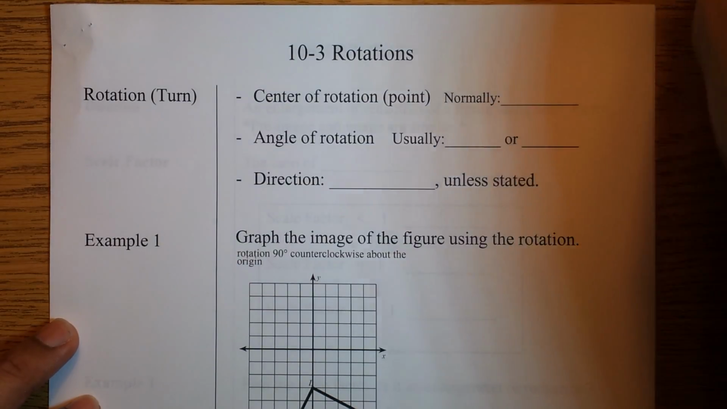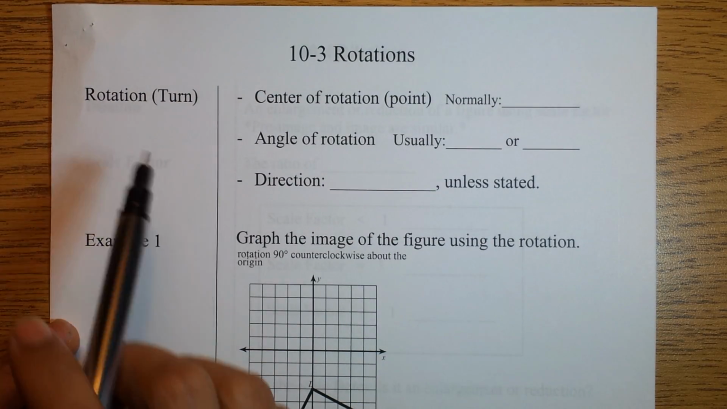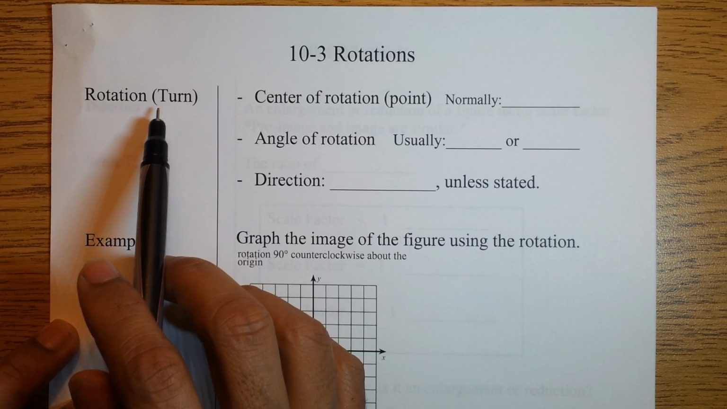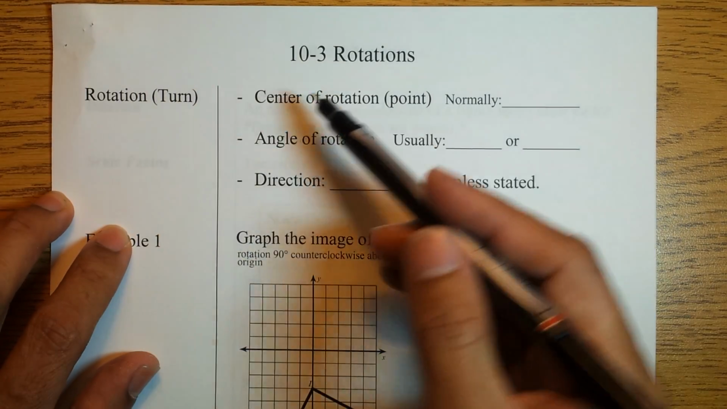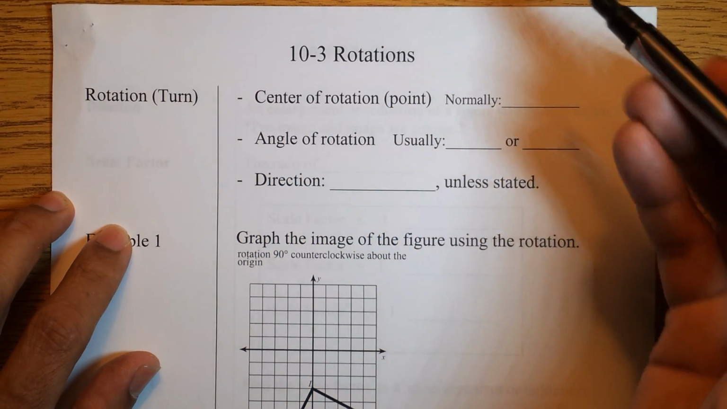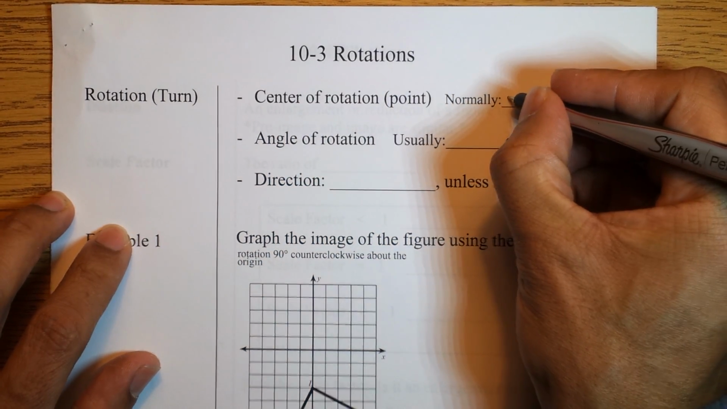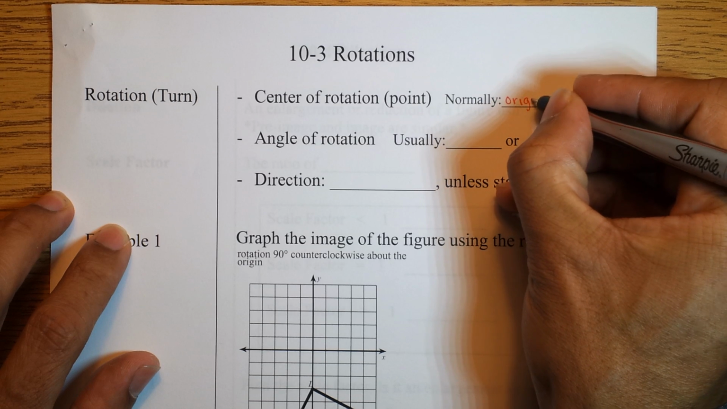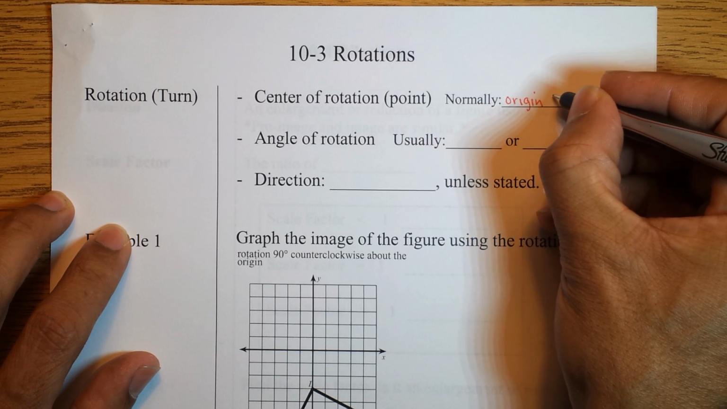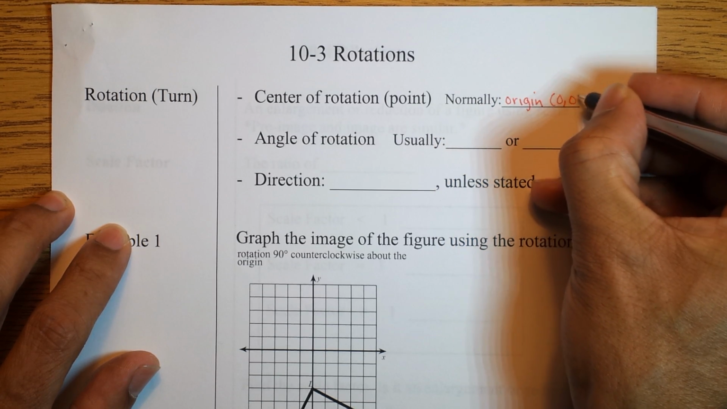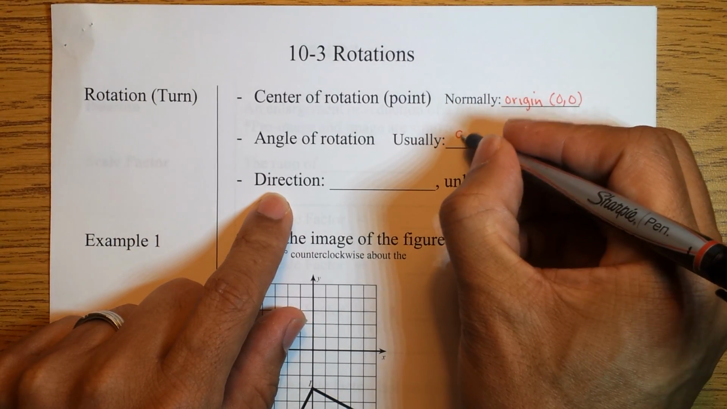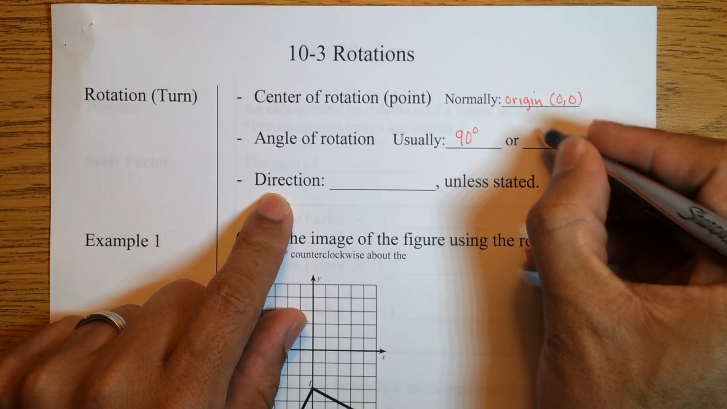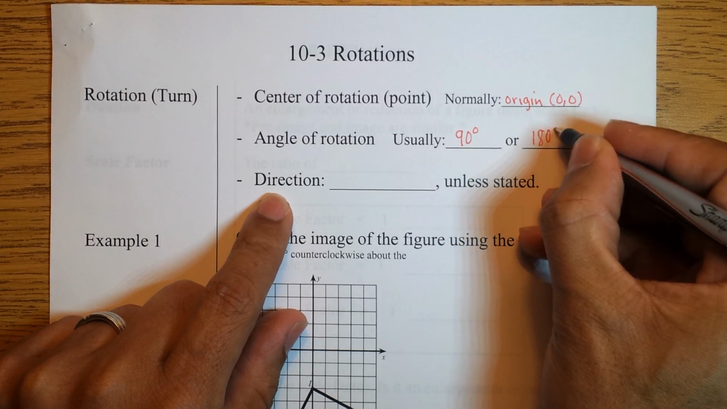Hi everyone, in this tutorial we're going to learn about rotations. A rotation is just turning, in our case in geometry, turning a figure. The center of rotation is normally a point, and that point is the origin, or the point (0, 0). The angle of rotation we usually use is 90 degrees or 180 degrees.